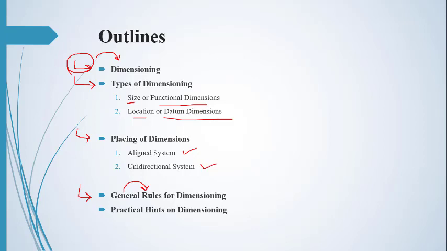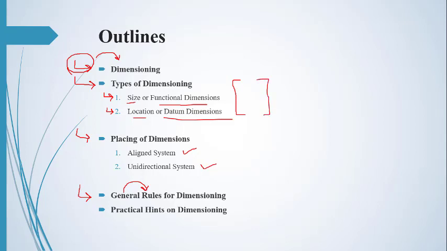The second topic of our outline is types of dimensioning. So types of dimensioning are given here. That first one is size or functional dimensions and the second one is location or datum dimensions. So these two types we will see in detail for dimensioning.